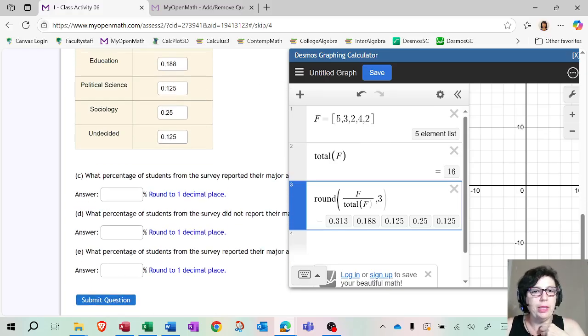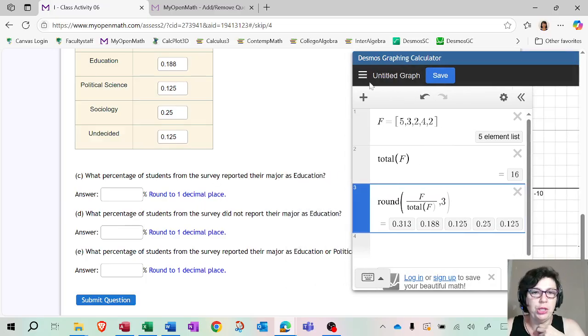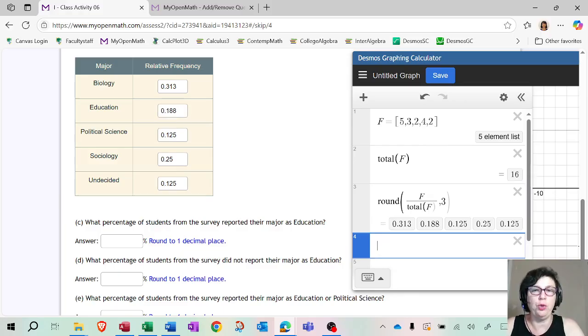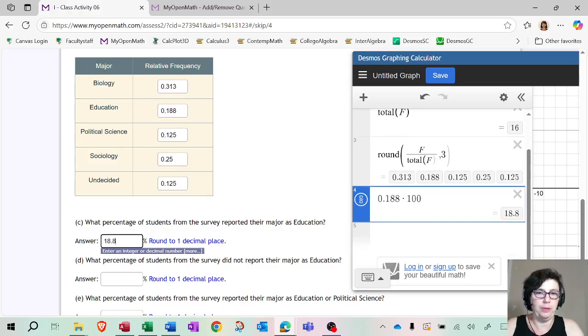Okay. Now let's answer some of these questions. The question says, what percentage of students from the survey reported their major as education? The relative frequency is basically already the answer. We have the relative frequency of 0.188, but it is a proportion, right? Because we're taking the frequency divided by the total. To convert that to a percentage, you need to multiply by 100. So we're just going to multiply this number by 100 and put that here.